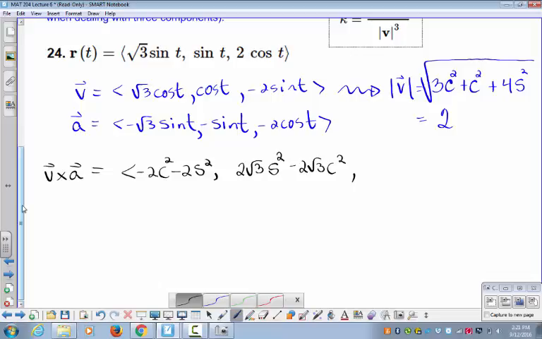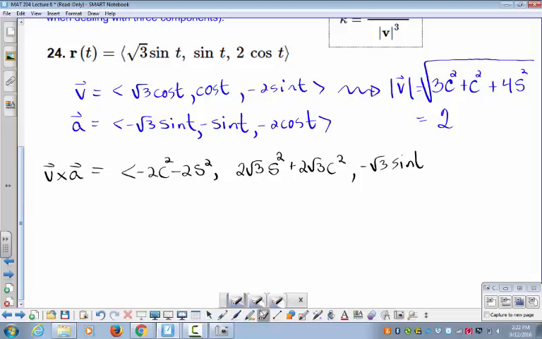But then there's a minus, right? So it should be plus, right? So this first one, the other diagonal, this one, is going to be positive, and then minus a minus, so that should be positive. All right, and then the last component, cross out the third column, and we get minus root 3 sine cosine.